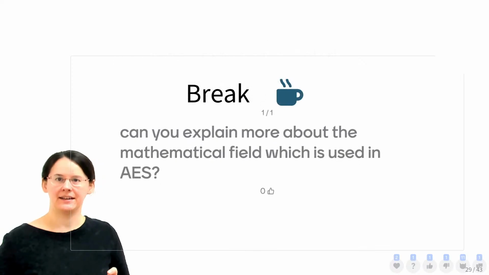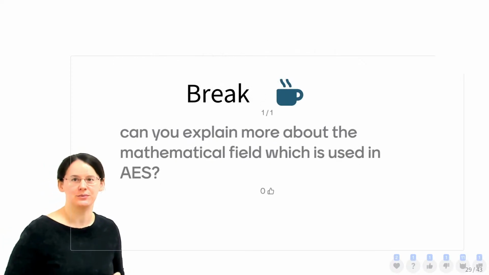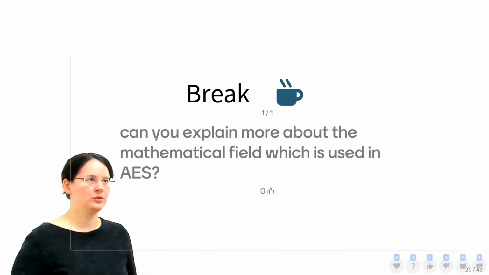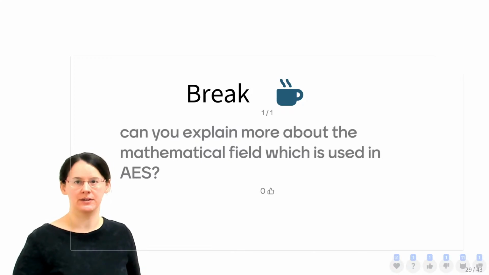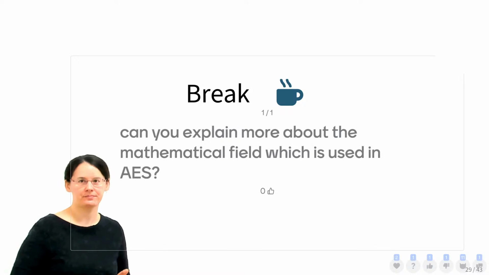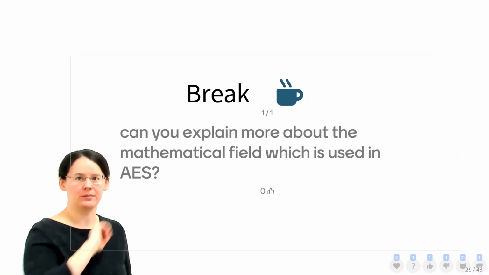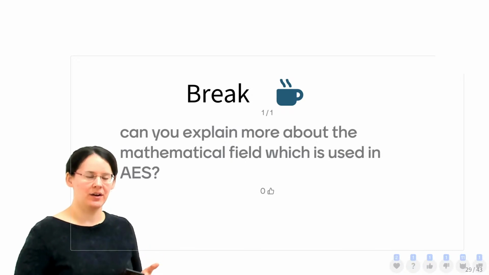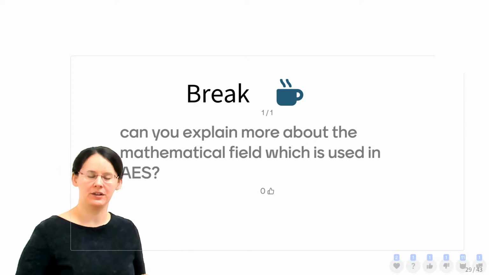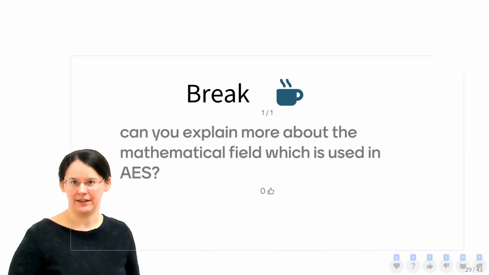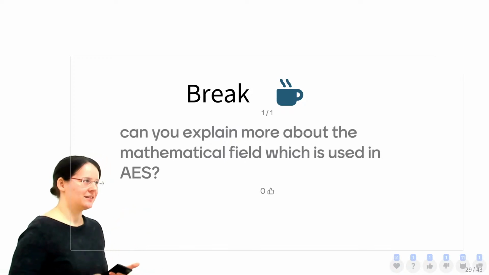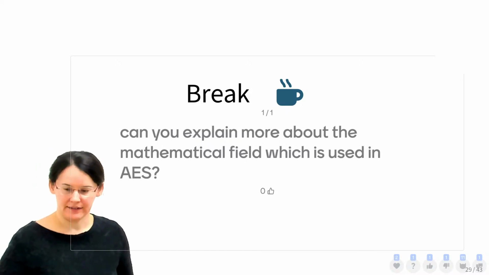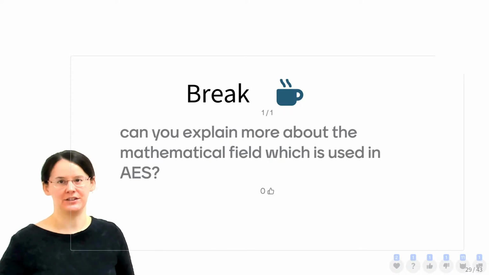And can I explain more about the mathematical field which is used in the AES? Well, not much more, except to say it's simply a way of computing with, for example, byte-sized values in a way that doesn't have any overflows. If you would interpret all the bytes as integers and add them, you would at some point either have overflows or need to ignore the overflows, which means computing modulo 2 to the 8 essentially. And this mathematical field does something cleverer than just computing modulo 2 to the 8.